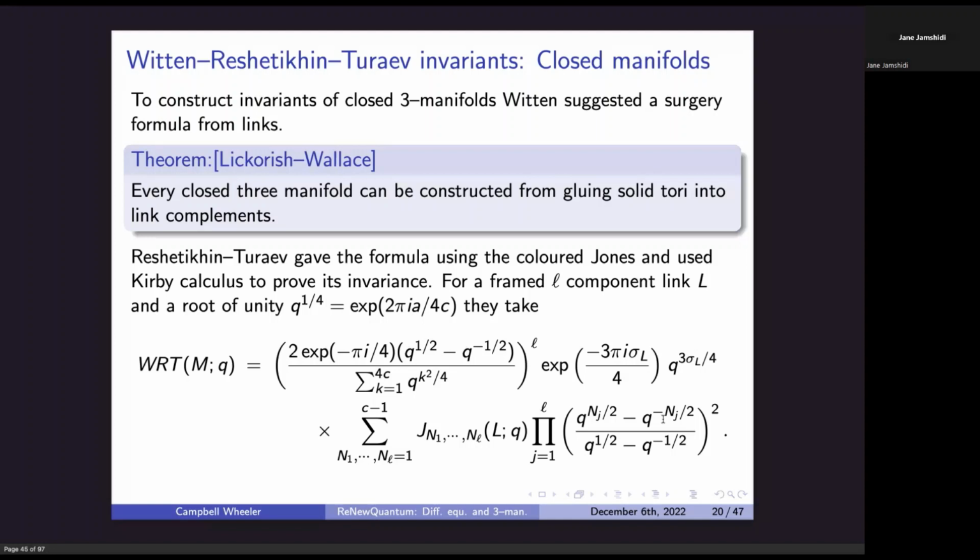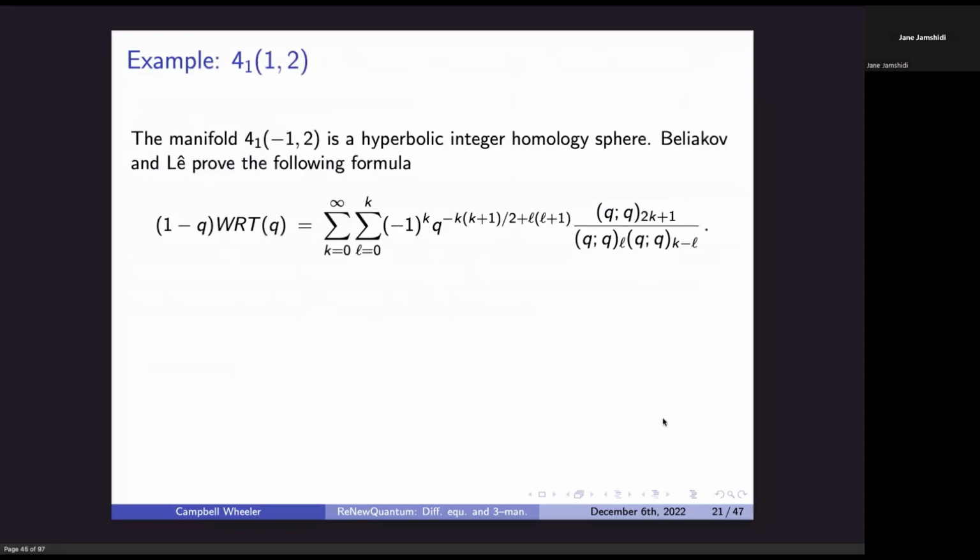Okay, and so then we have invariants of 3-manifolds. If I give you a root of unity, you get some number that's spat out for the given 3-manifold. And these are the WRT invariants.